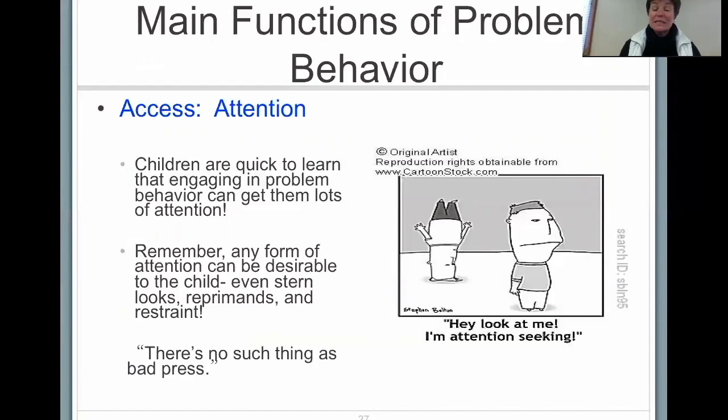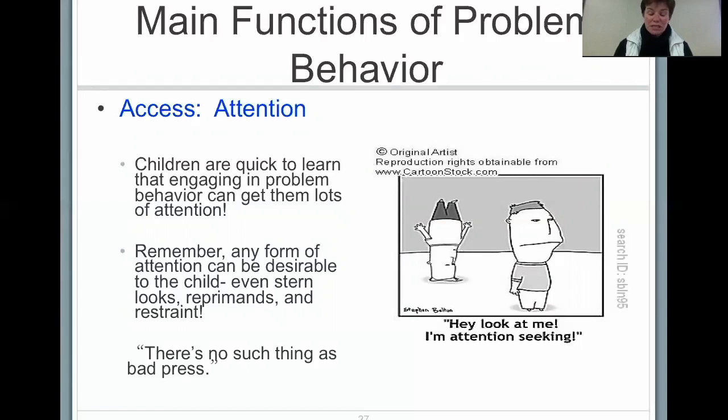Let's dig a little deeper into functions, what they are, and how it can be determined what function a behavior is serving. There are three main functions of problem behavior: access, escape, and automatic. One of the main functions of problem behavior is to access attention. Children require, need, and want a lot of attention. Children with challenging behavior are no different in that respect.